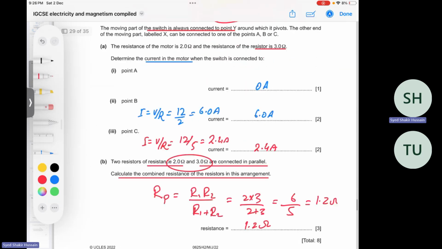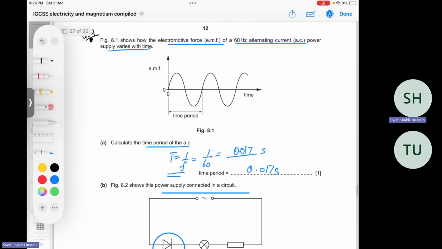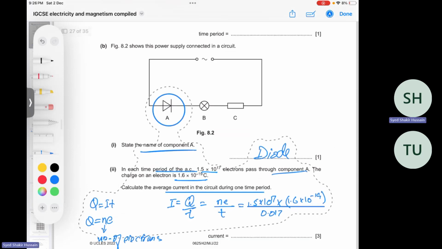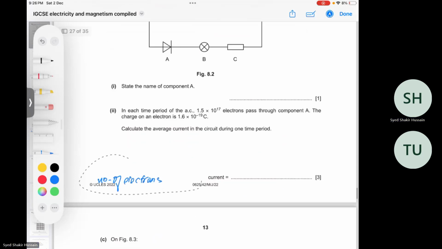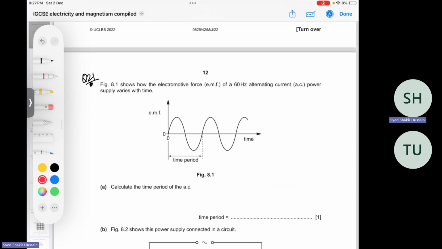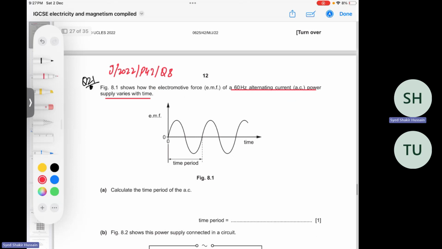All right, going further. Okay, so this is the same year, June 2022, paper 42, and question number 8. The diagram 8.1 shows how electromotive force of a 60 hertz alternating current power supply varies with time. Calculate the time period of alternating current. So you need to find the time period. Its frequency is given.